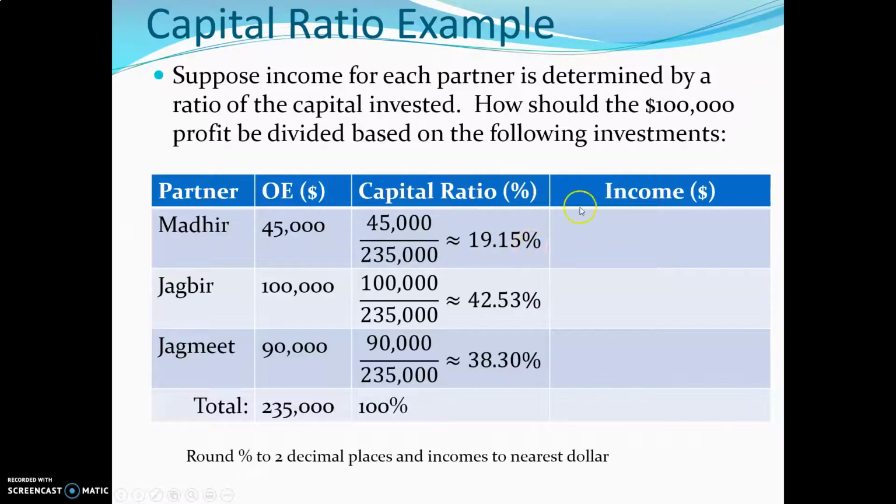So how would we calculate that $100,000 and who gets what? Well, we're going to take 19.15% times 100,000, or we could take the ratio, and we end up having the incomes as follows. These are rounded to the nearest dollar amounts. So $100,000 ends up being distributed 19,149 to Madir. Jagbeer gets 42,553, and Jagmeet 38,298. That's coming from the percentages times the income.